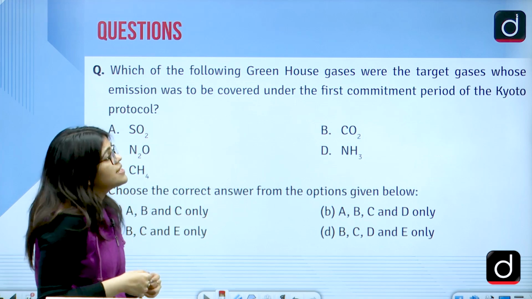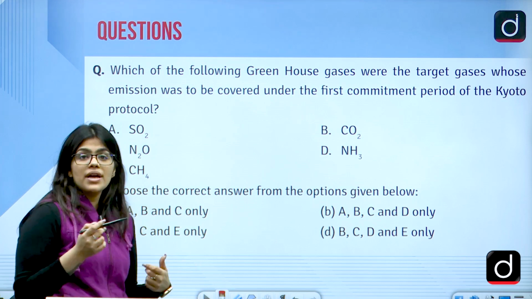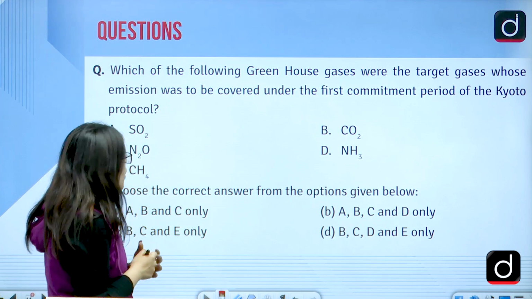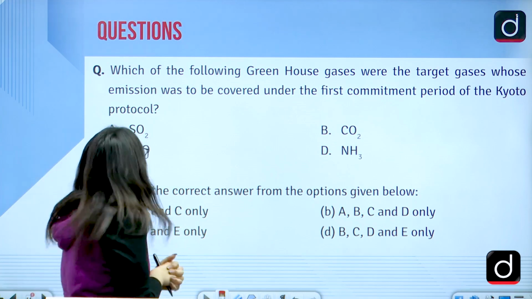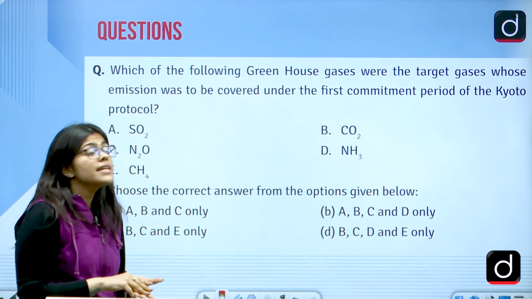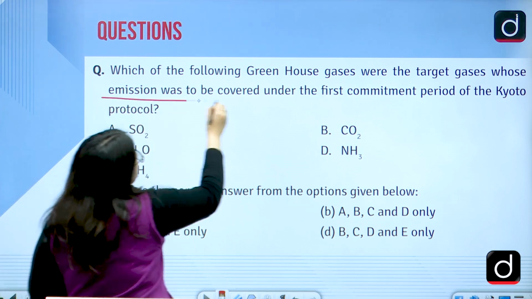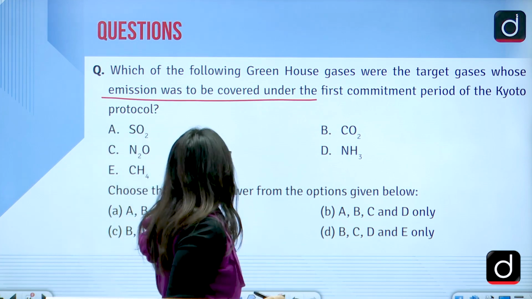Then there is another question, and this is a question that is for the homework as well, because I want you to, or do you want to solve this question? Let's solve it in the class only. So which of the following greenhouse gases were the target gas whose emission was to be covered under the first commitment period of the Kyoto Protocol?